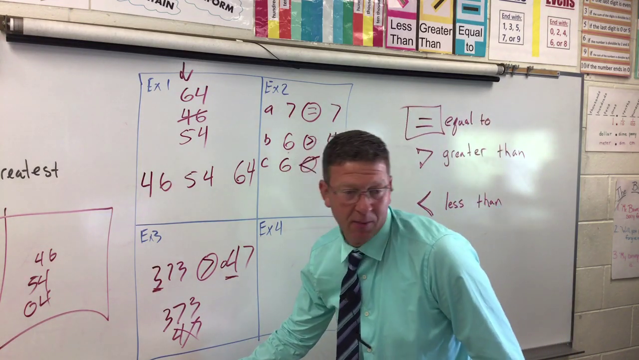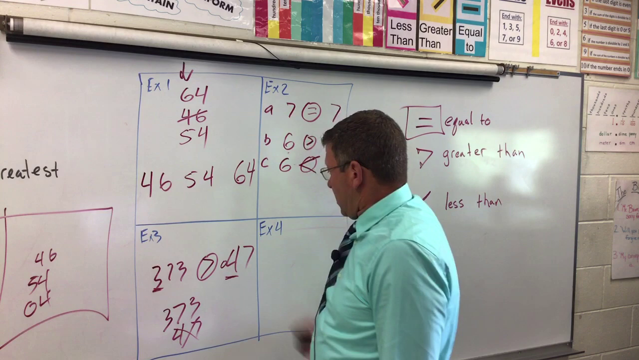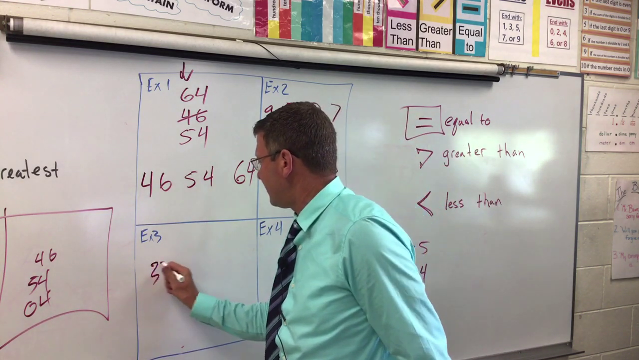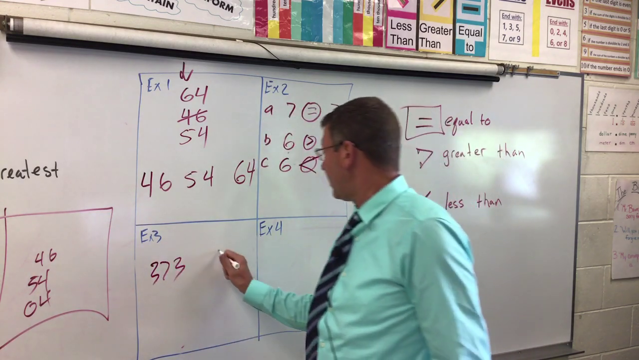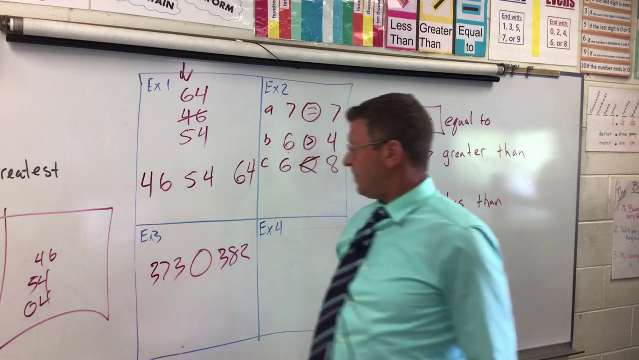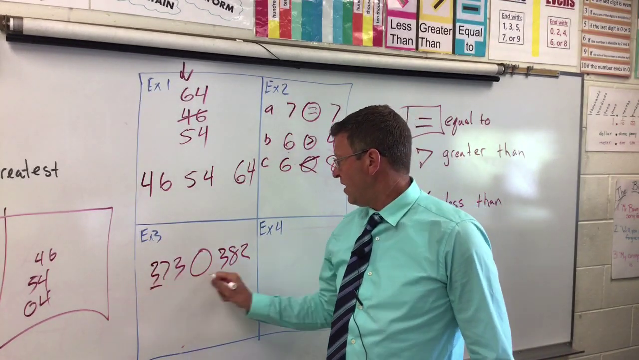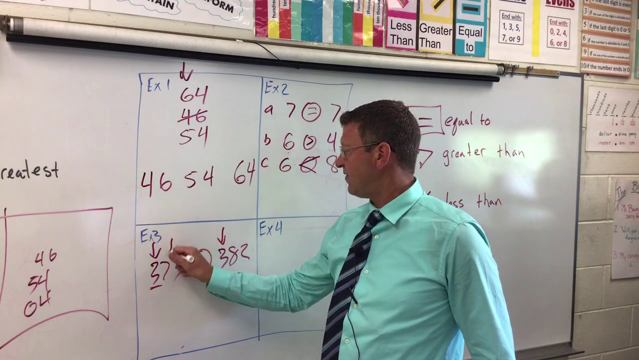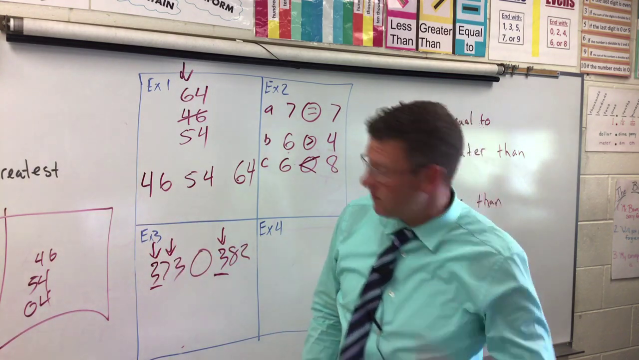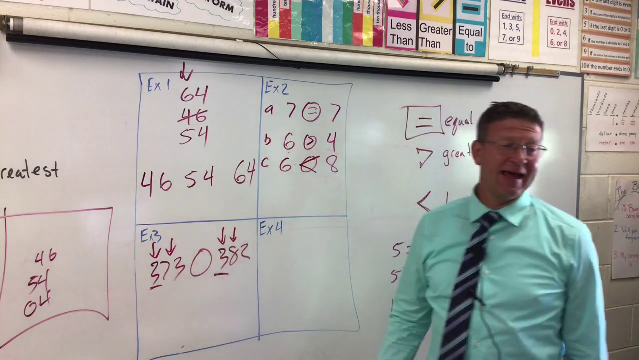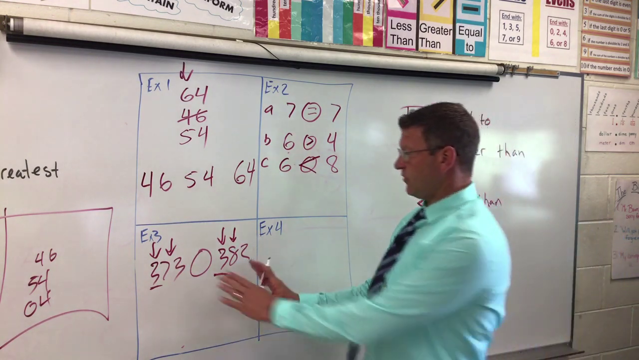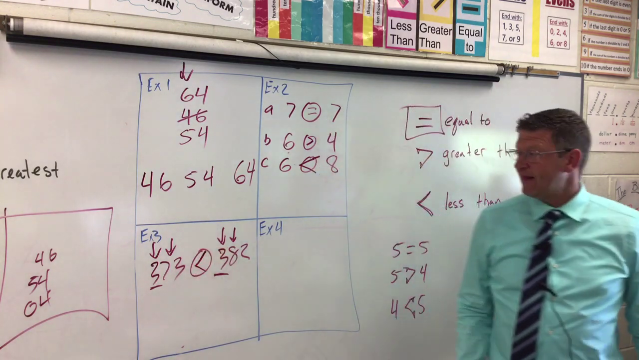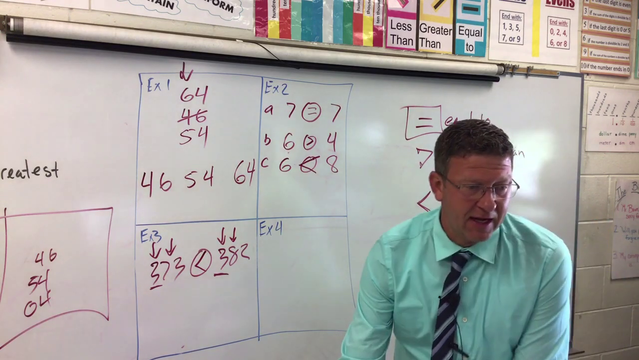And in B here, I'm running out of room, so I'll erase it. In B here, now we got 373, a 3-digit number, compared to 382. In this one, we have hundreds in both, and they're the same. So if the hundreds are the same, that's where we start. We'll look at the tens. That one's got 7 tens, worth 70, and that one's got 8 tens. So we don't even need to look at the ones because 70 is less than 80. 373 is less than 382.